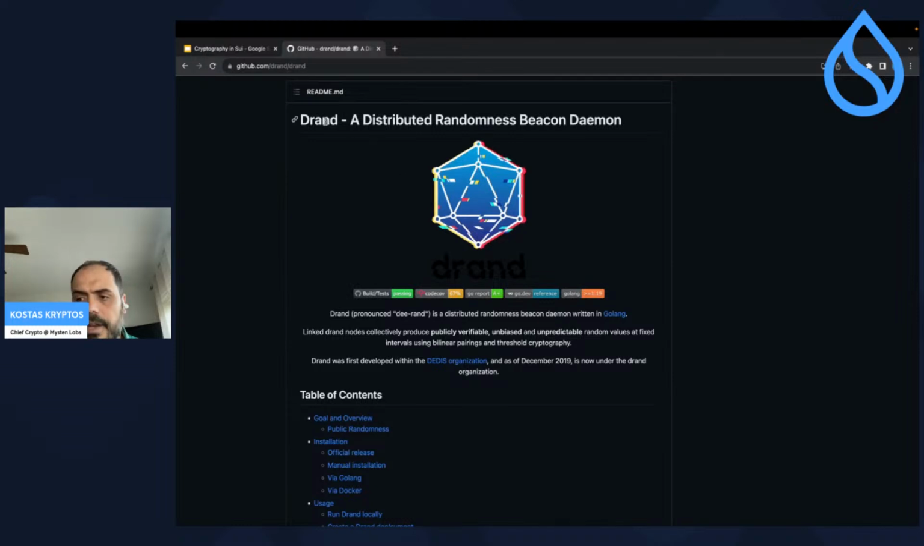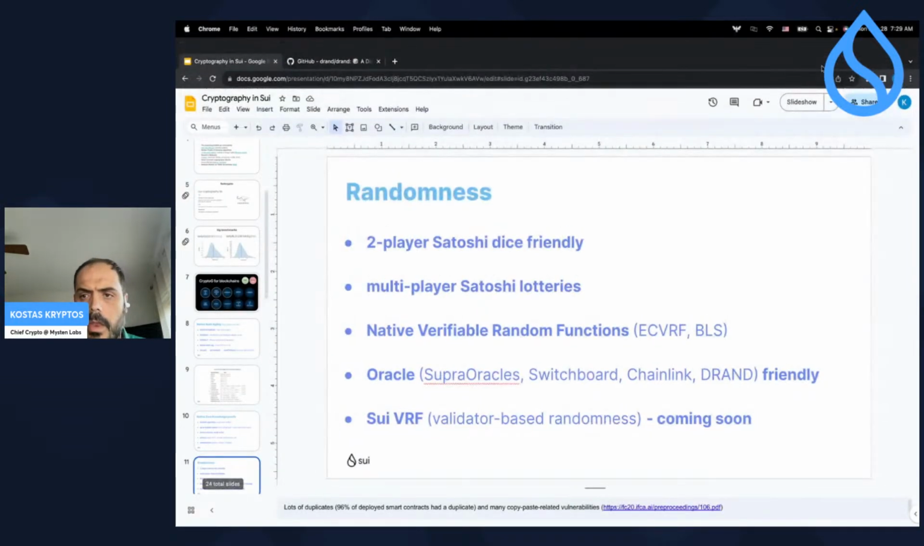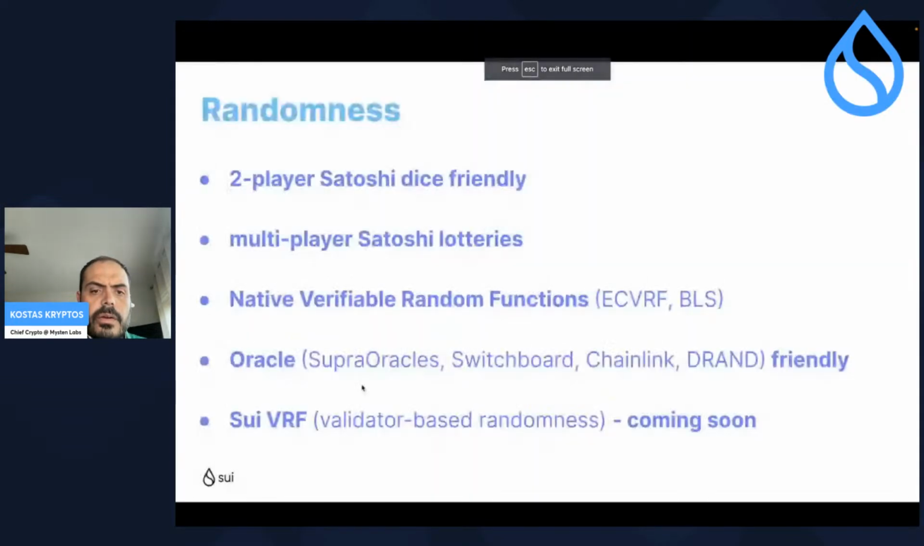So you don't necessarily need the native VRF. It's already there, like BLS is the algorithm typically used. And you can use DRAND even now to run a lottery for every 30 seconds that at the moment the mainnet of DRAND is producing. So going back again to the slides. So these are the cool things you can get.